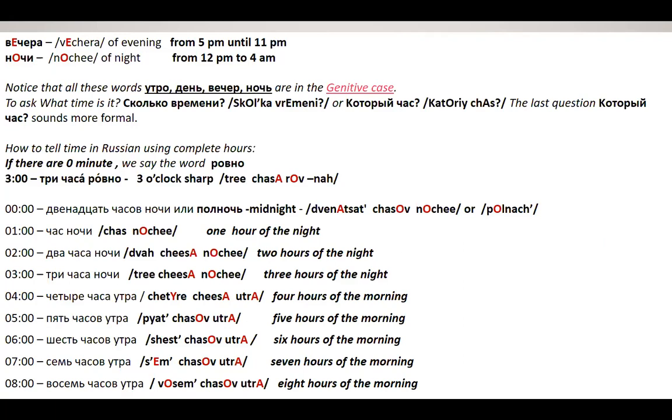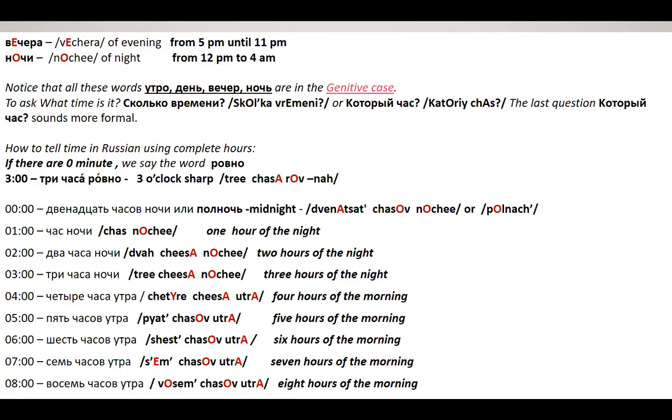Notice that all these words, утро, день, вечер, ночь, are in the genitive case. So to ask what time is it, you can say сколько времени or который час. The last question, который час, sounds more formal.